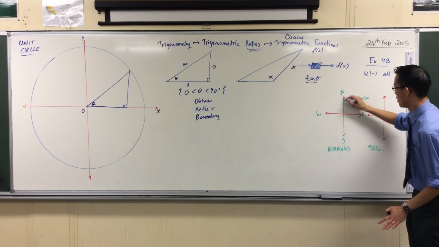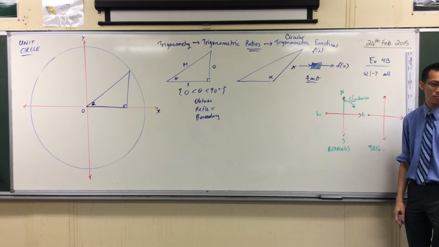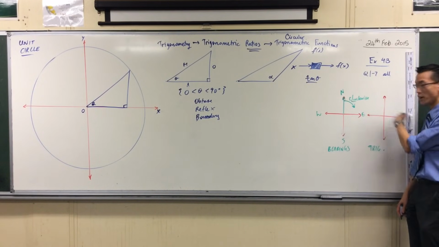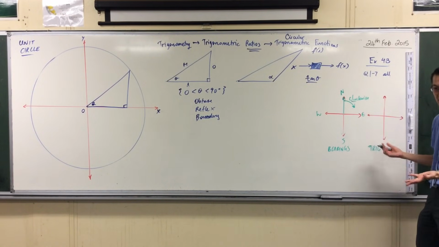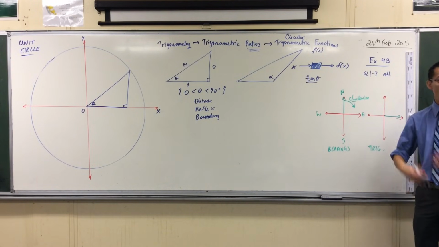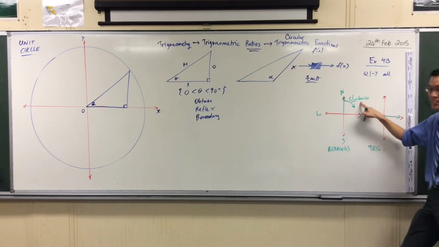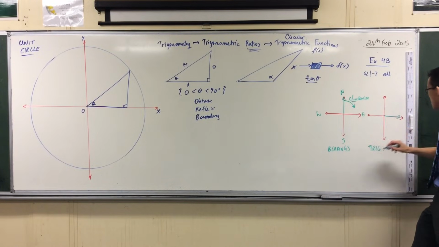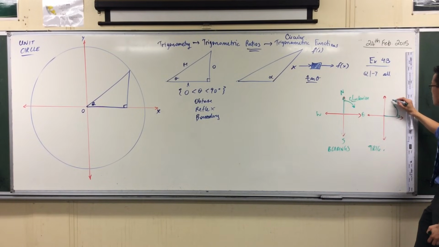So number one, north is not the starting point. Instead of north being the starting point, on here, it's east, it's the x-axis. That's our starting point, okay? Not only is that different, this is different too. We don't measure clockwise, we measure anti-clockwise.